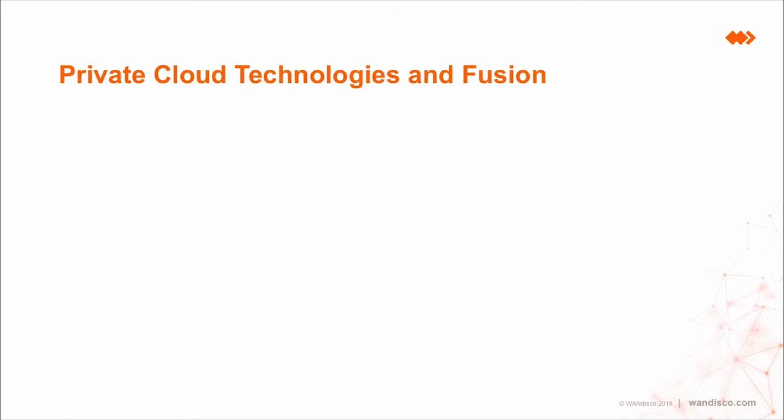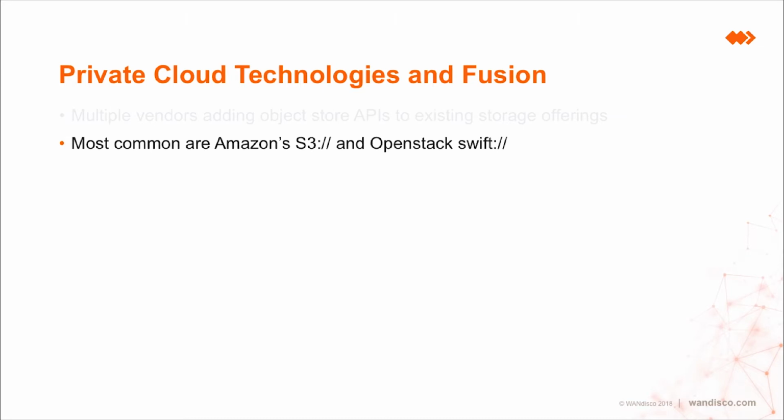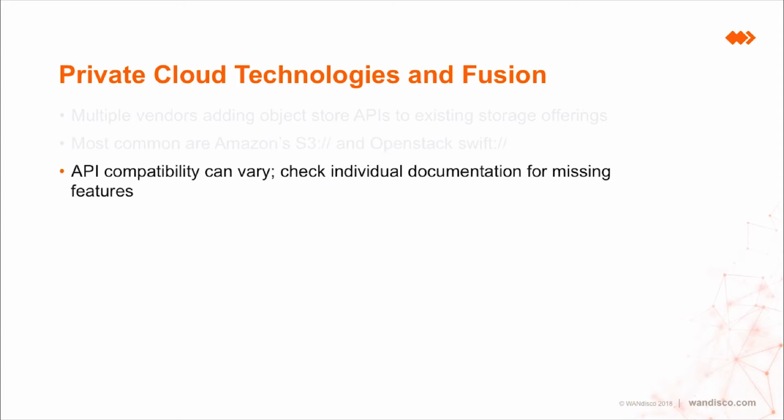Private cloud technologies and Fusion. Multiple vendors are adding object store APIs to their existing storage offerings. Most common are Amazon's S3 and OpenStack Swift, but more are coming along. It's quite common to see object storage and private cloud technologies today that are based on Amazon's S3 API. API compatibility can vary, and you have to check with the individual documentation to see if any of the features are missing.